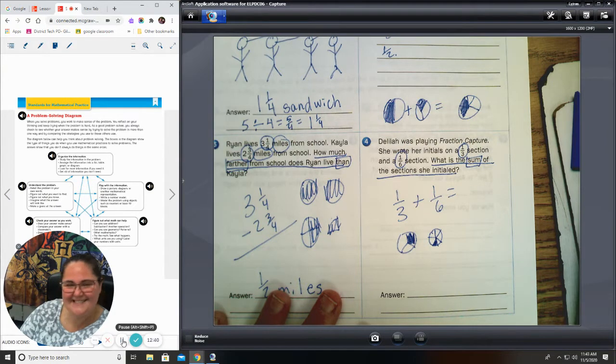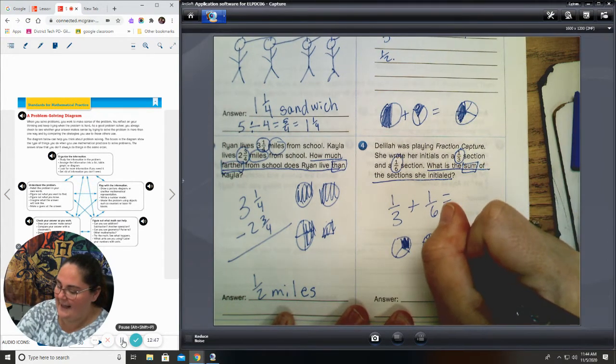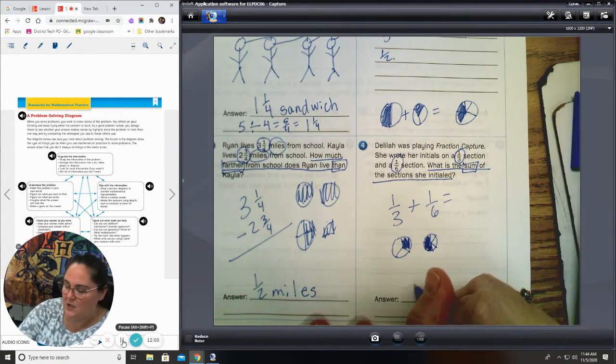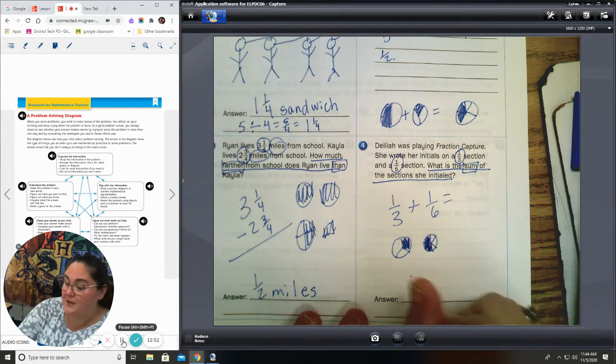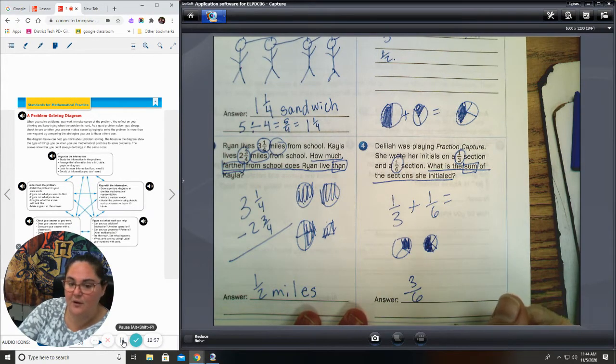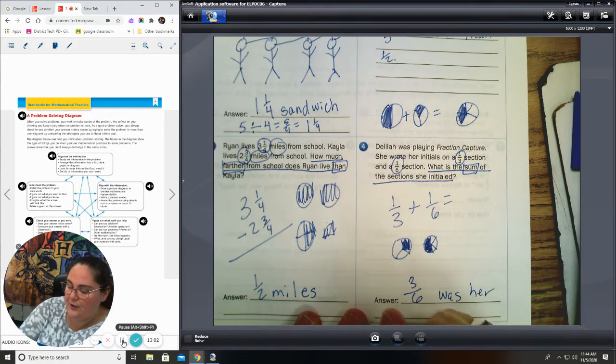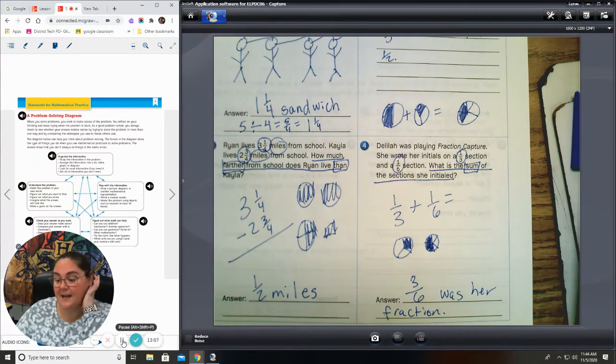What do I need to do? Find your answer and write it for me, please. All right, if I put them all together, I actually will end up having 1/2. So the answer will be 3/6. Because if I color 2 more pieces, that's 3 total. 3/6 was her fraction. Remember, because it says, what is the sum of the sections? So 3/6 was her fraction. That was the sum. That's how we did that problem.